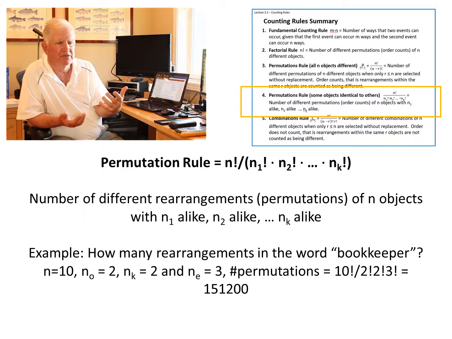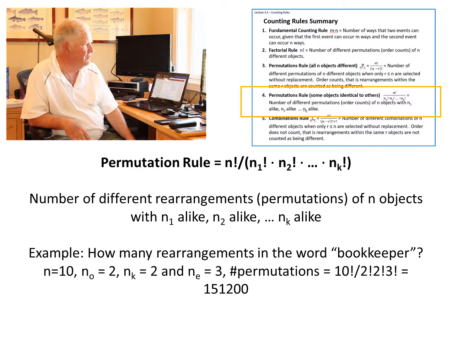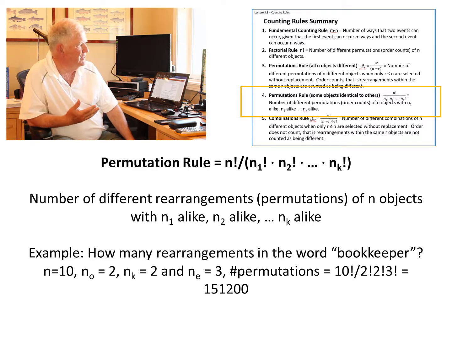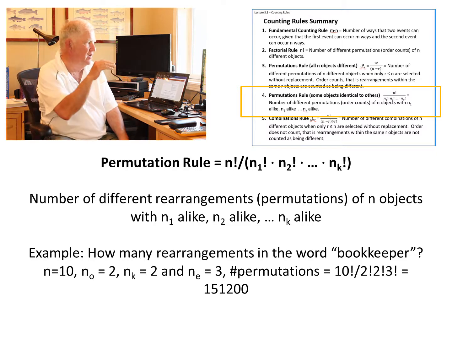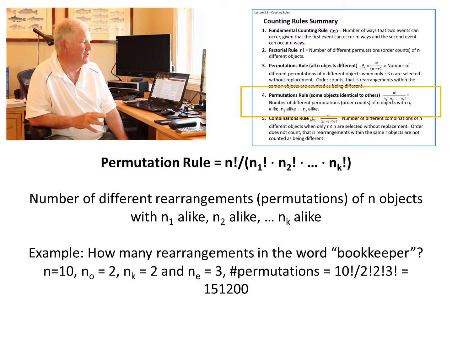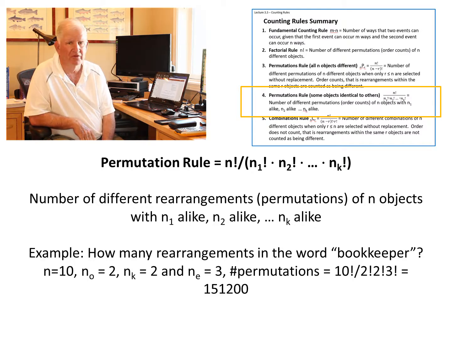Well, rearrangements of 10 objects is just 10 factorial. A big number, by the way, over 3 million. But in this case, there are 2 of those objects, the O's, that are identical. There are 2 K's that are identical. There are 3 E's that are identical. So by virtue of using that formula, you would say that the number of permutations is 10 factorial divided by 2 factorial, divided by 2 factorial, divided by 3 factorial. Comes out to be 151,200.